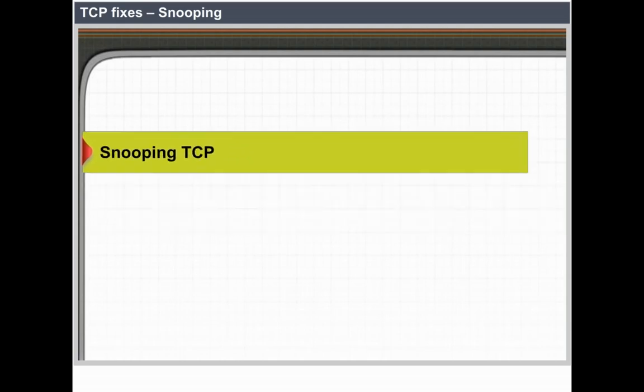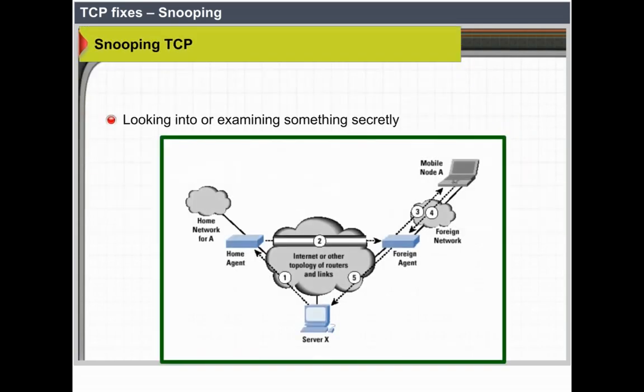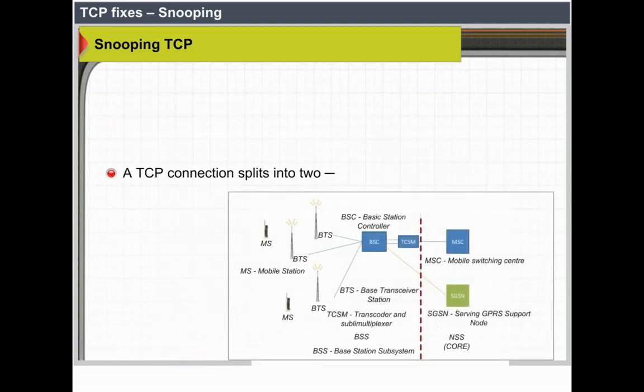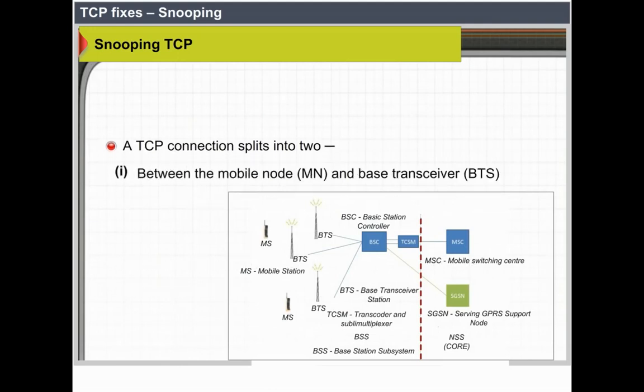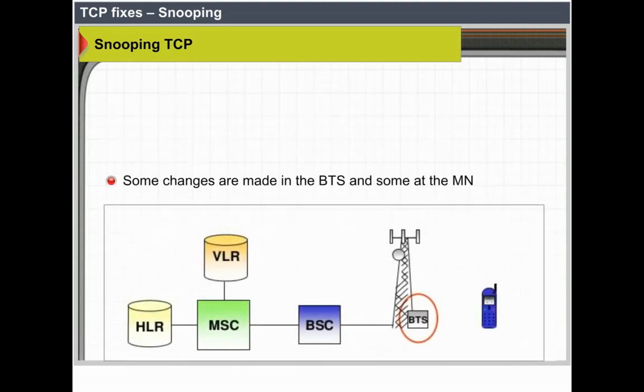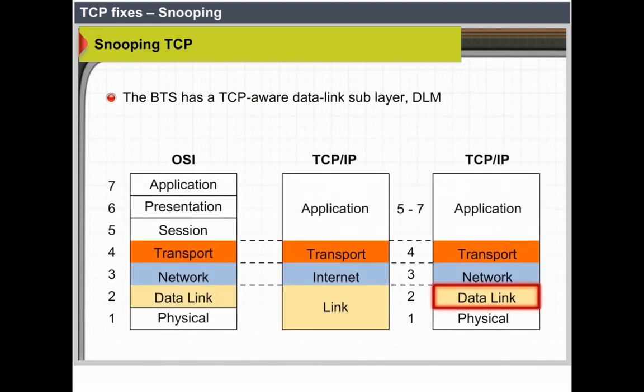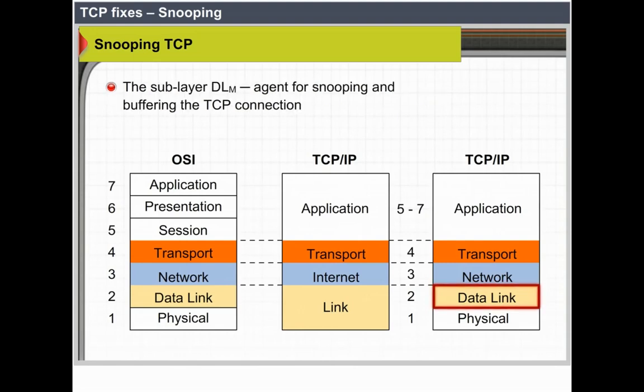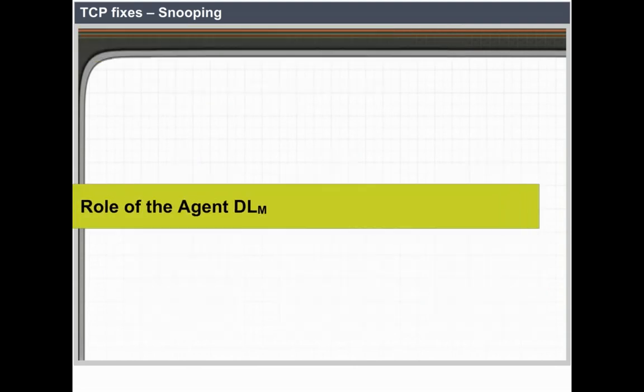TCP fixes: snooping TCP. Snooping means looking into or examining something secretly. A TCP connection splits into two, between the mobile node MN and base transceiver BTS, and between the BTS and the fixed node FN. Some changes are made in the BTS and some at the MN. The BTS has a TCP-aware data link sublayer, DLM. The sublayer DLM is an agent for snooping and buffering the TCP connection.